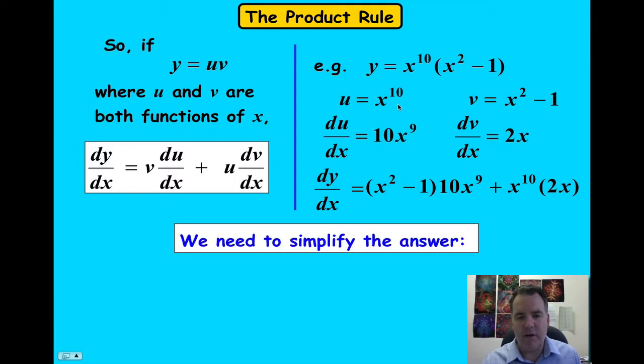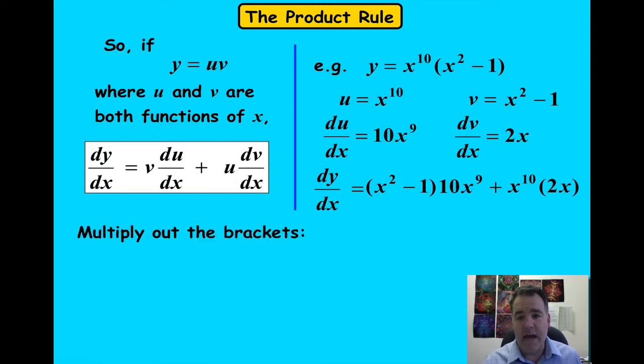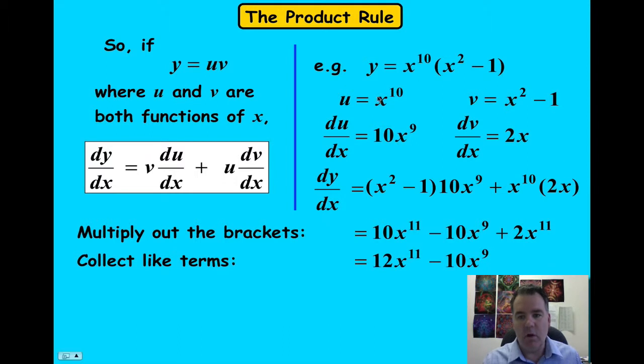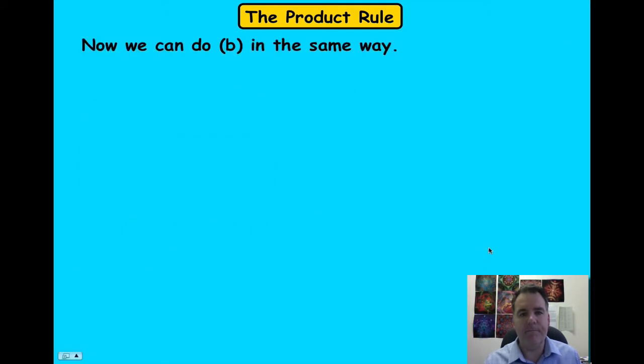Now just looking at this one here on the right, I think I'm going to simplify that because we do have some common factors here. x to the power of 9 is common. So one way we could do that is take out a common factor of x to the power of 9, and eventually we would get to this answer, which is the correct answer.